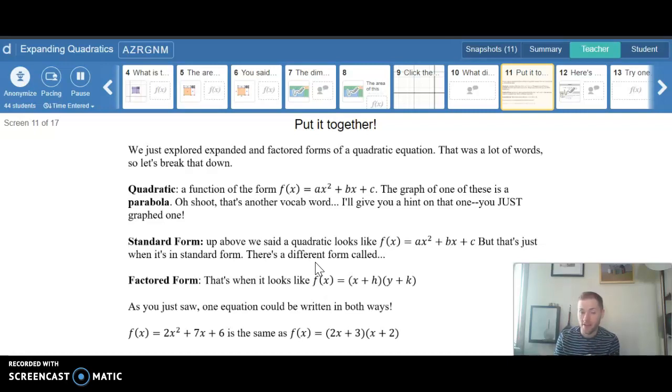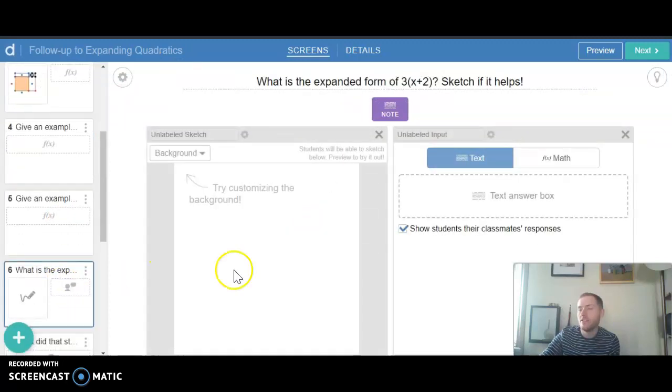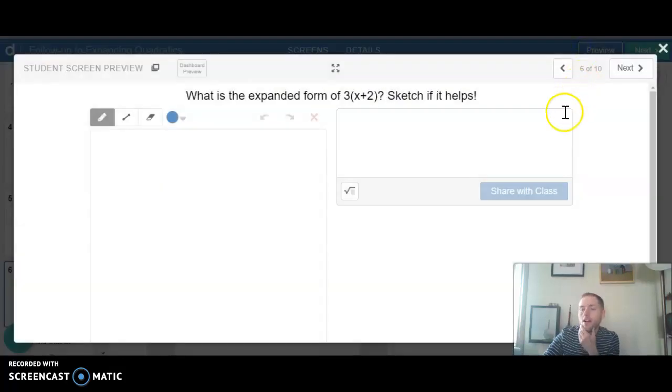Okay. Then after you do that, if you go on to the next screen, it's going to ask you to expand 3x plus 2. It should be a screen that looks like this. You can sketch there if you'd like, if that helps you out. So pause, do that, see if you can do it on your own, and then we'll do it together here.